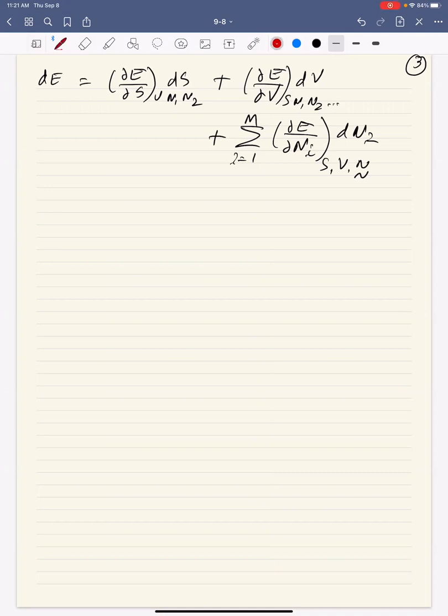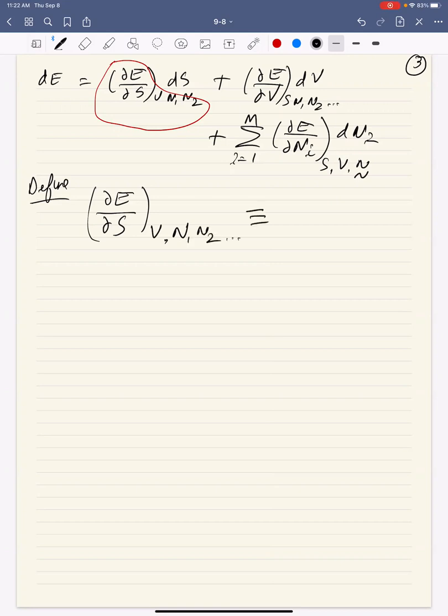So in order to simplify our life, we will define partial E by partial S at constant V, comma, N. And instead of writing N1, N2, blah, blah, I'm just going to write N. Or actually I can write N1 and N2. We will define this as T, also known as the thermodynamic temperature. We have not yet shown why this has anything to do with the empirical temperature that you can measure with a thermometer, or your phone tells you whatever the temperature is.